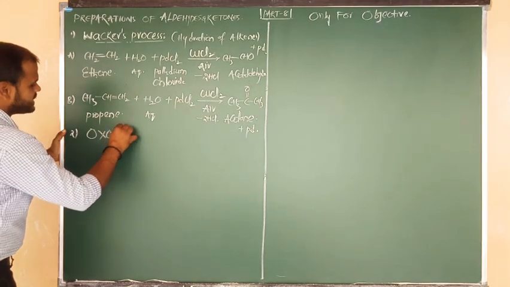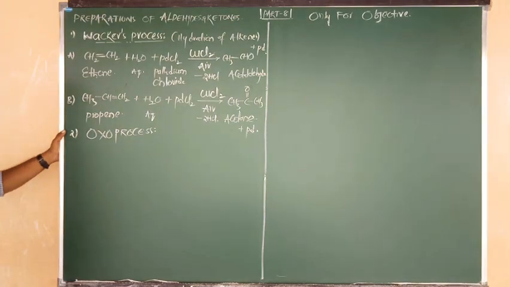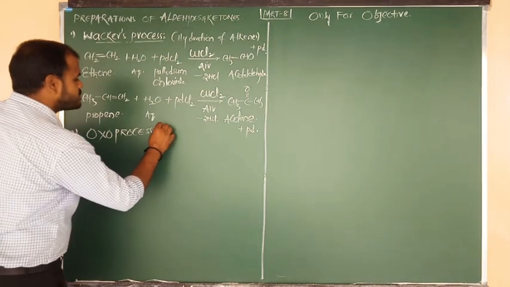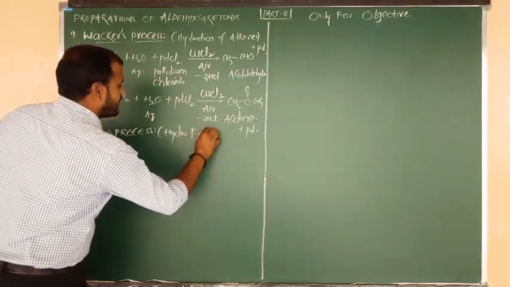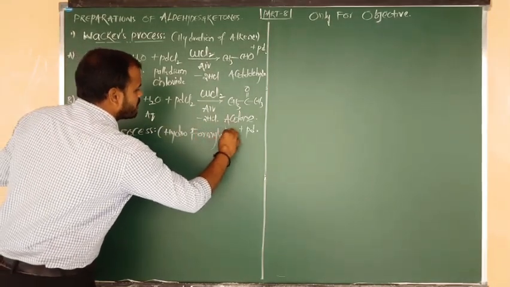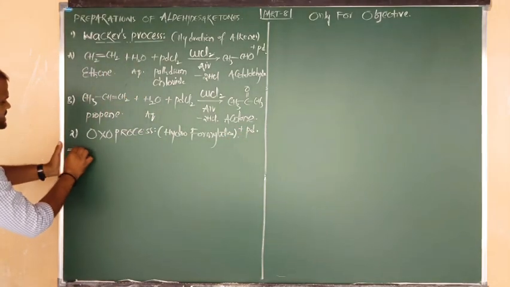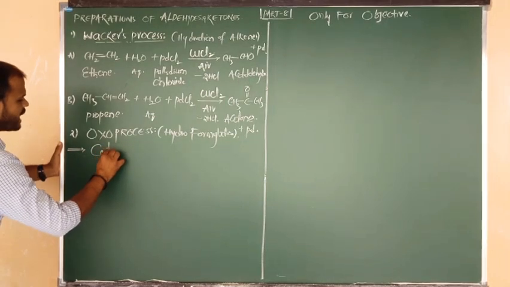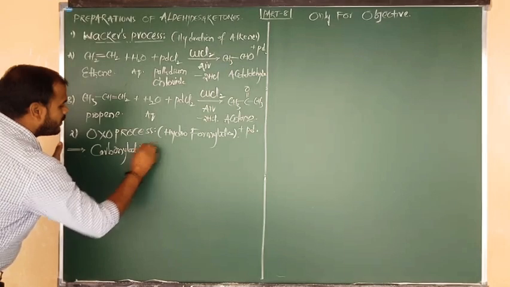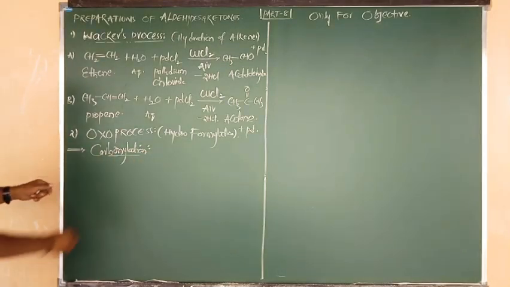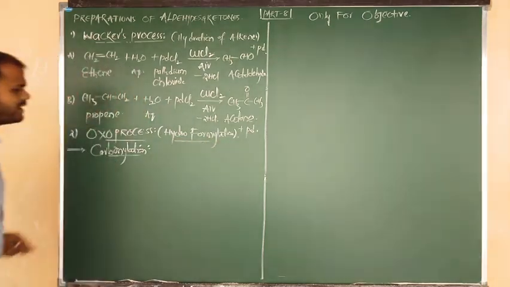Oxo process. This reaction we have already studied in the case of phenols. Oxo process, and also another name is hydroformylation reaction. Otherwise we can give another name, this is known as carbonylation reaction. Which reaction? Carbonylation reaction, otherwise the Oxo process, and also hydroformylation.